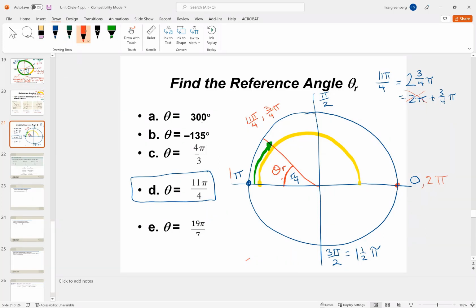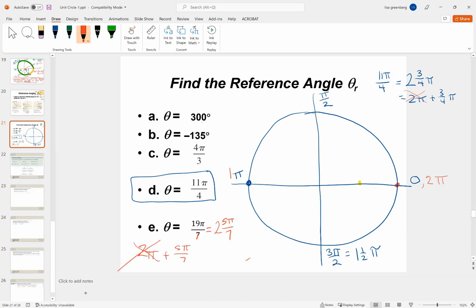Okay, let's do the last one, just because they're important. I don't want to skip any. So this is 19 pi over 7. First thing I do is I turn it into a mixed number, right? Which gives me 2, that's 14, and 5 pi over 7. I have to figure out what quadrant I'm in. So this is really the same again as 2 pi plus 5 pi over 7. But I don't care about the 2 pi because it brings me right back to 0. So I can kind of let that go.